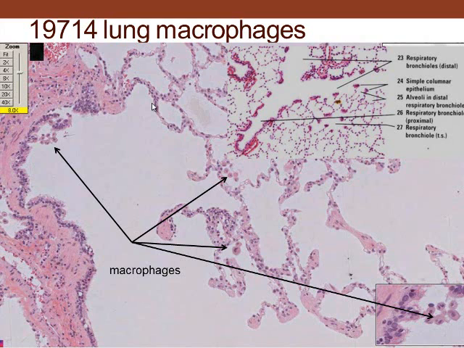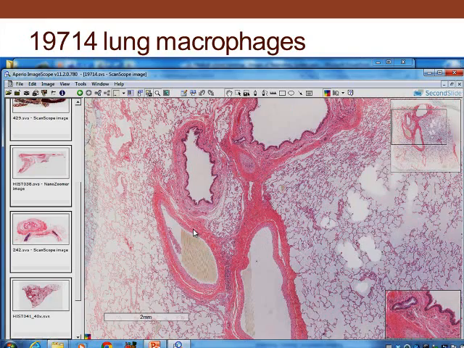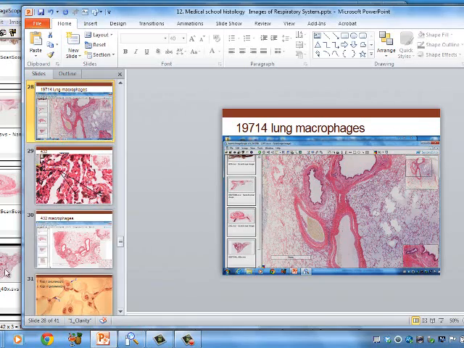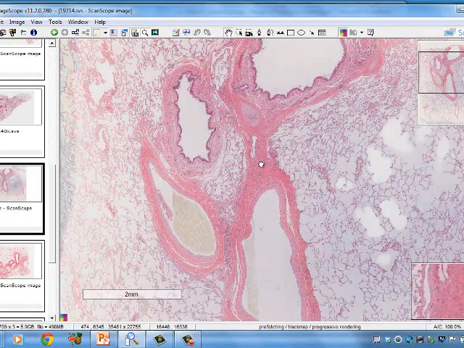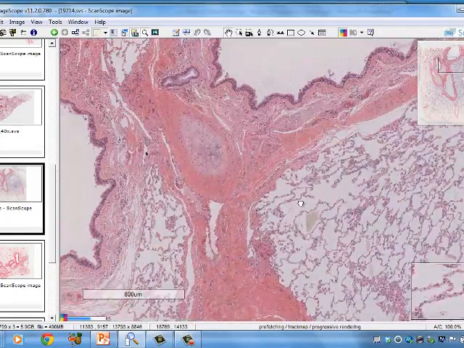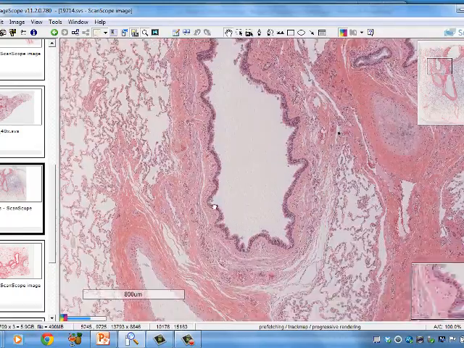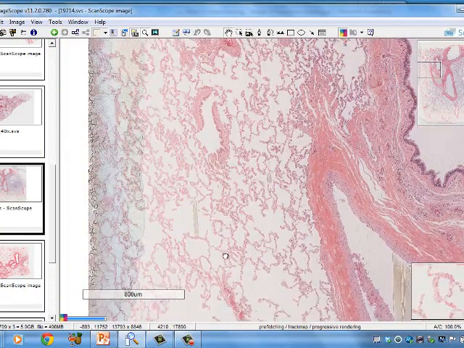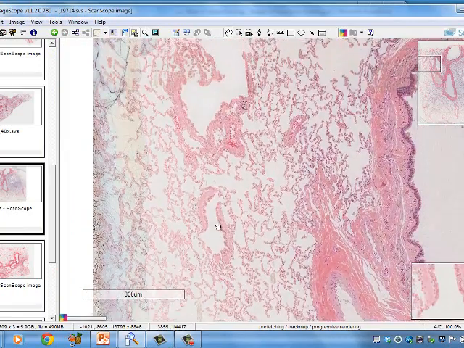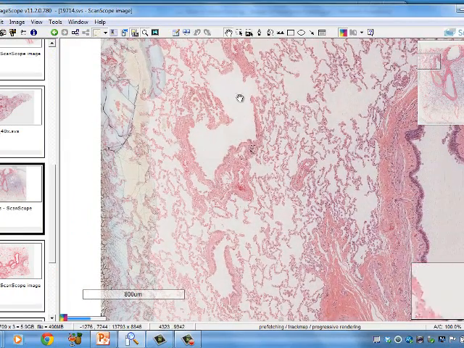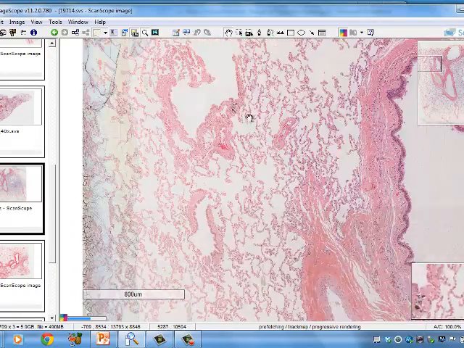And here's one that shows you macrophages that are in the airspace. These are dust cells that are located in through there. And if we take a look at that one, we can see cells there. There's a bronchus, a bronchiole, and then these are different types of respiratory bronchioles. This would be a terminal bronchiole opening up to the respiratory bronchiole.